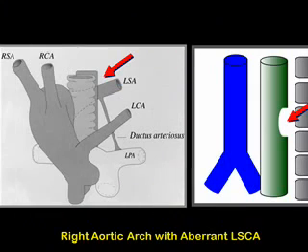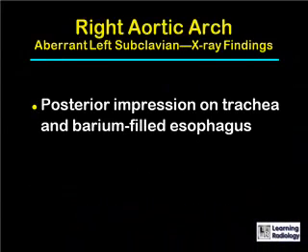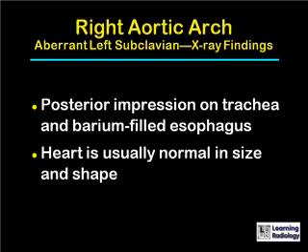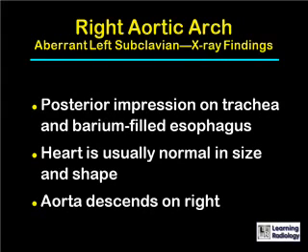This is a diagram that demonstrates the posterior position of the aberrant left subclavian artery behind both the trachea and the esophagus. There will be a posterior impression on the trachea and the barium-filled esophagus in patients who have an aberrant left subclavian. The heart will usually be normal in size and shape because most of these patients have no congenital heart disease. The aorta descends on the right.